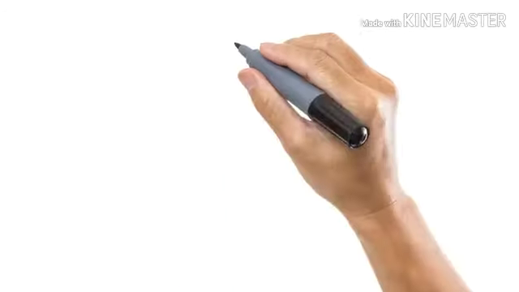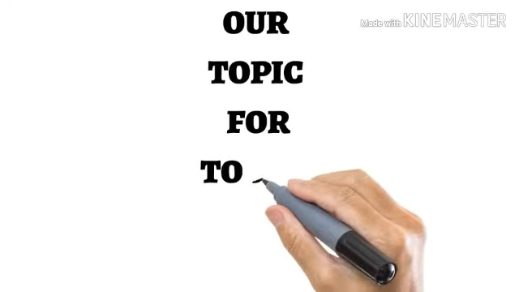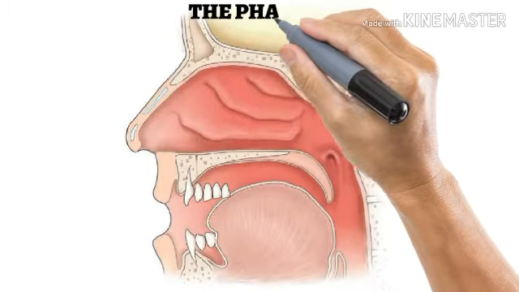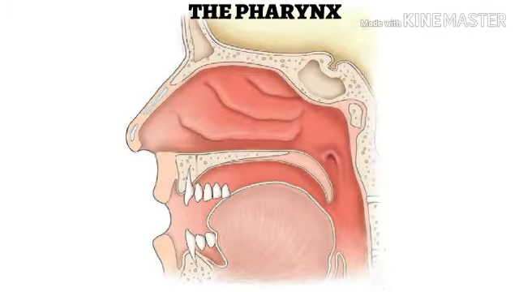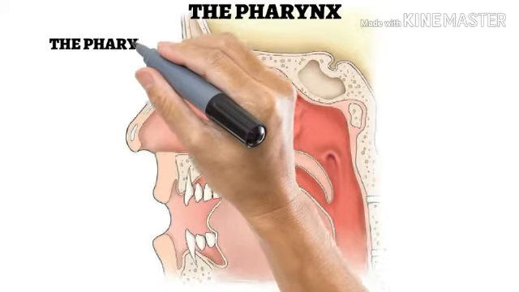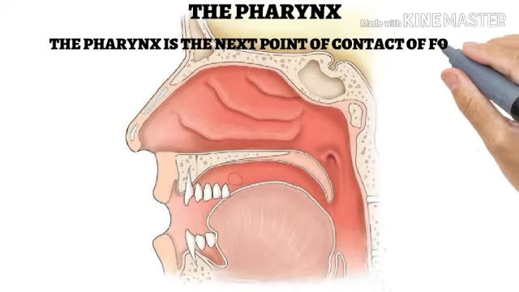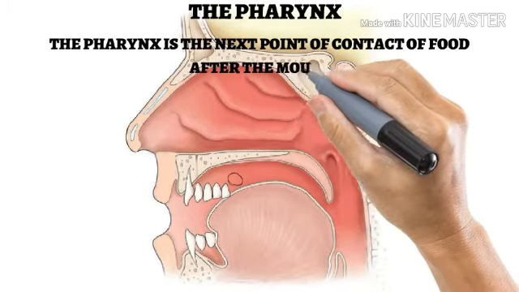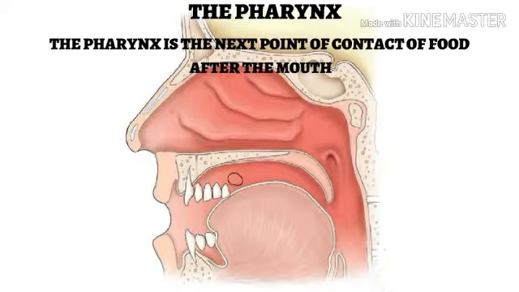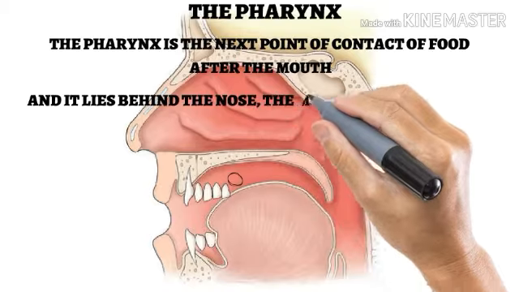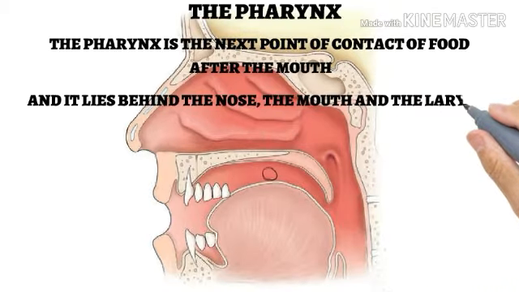Our topic for today is the pharynx. If you have been following us from the beginning of the digestive system, this is the third episode of the digestive system. Today we are going to be discussing the pharynx. The pharynx is the next point of contact of food after the mouth. That is, when you eat, the food passes from the mouth into the pharynx, and this pharynx lies behind the nose, the mouth, and the larynx.